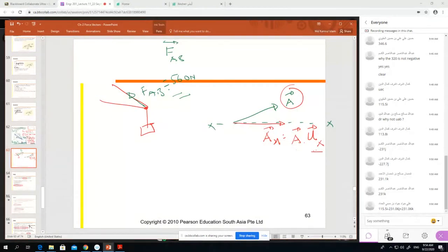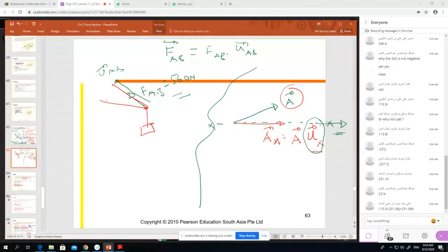Now, if you want to find a vector AB, scalar given. Now you want to find the vector AB. So what to do? Very simple. Scalar value into unit vector in this direction. Unit vector in this direction, UAB, similar to here. So we multiply the unit vector in the direction we want the component.